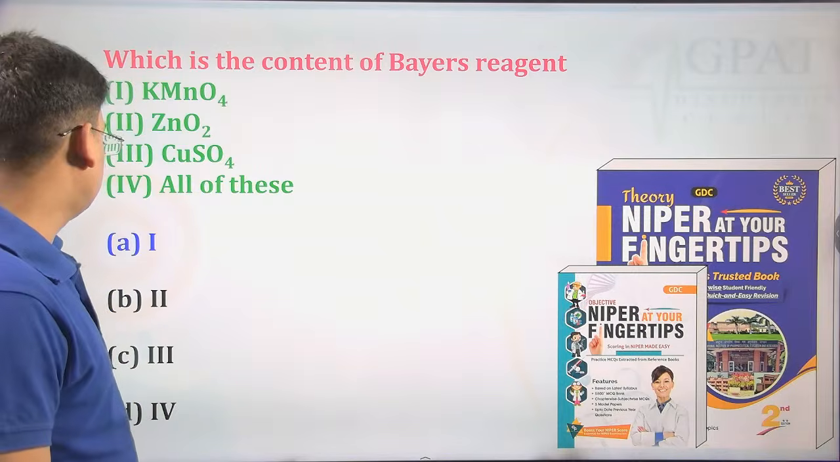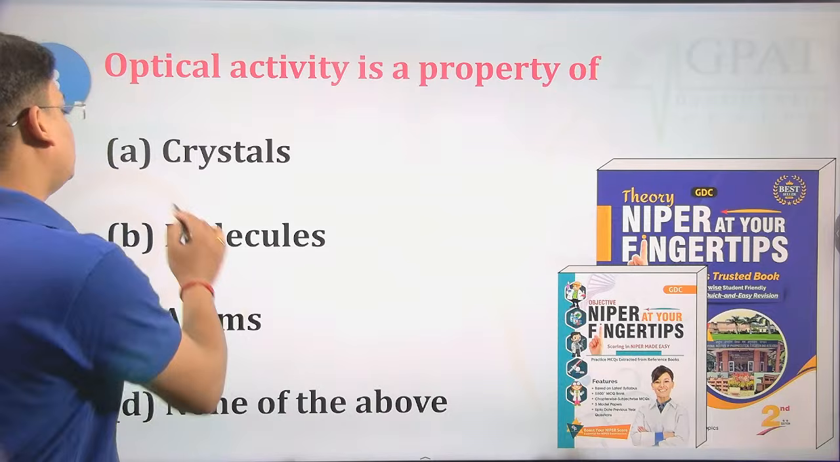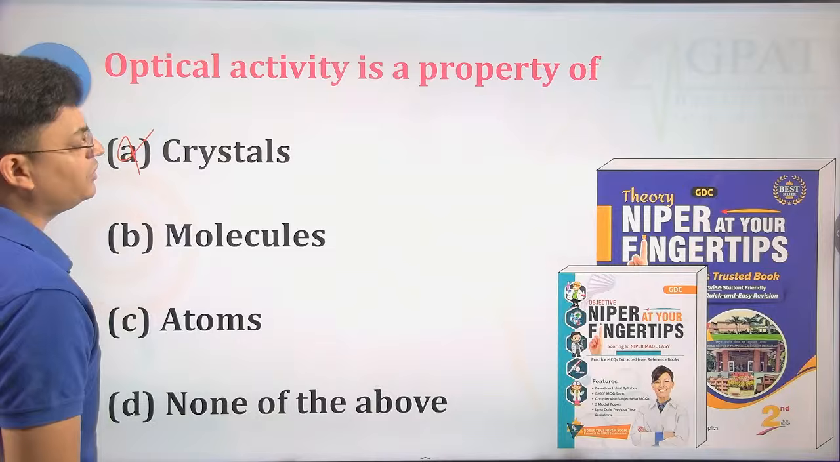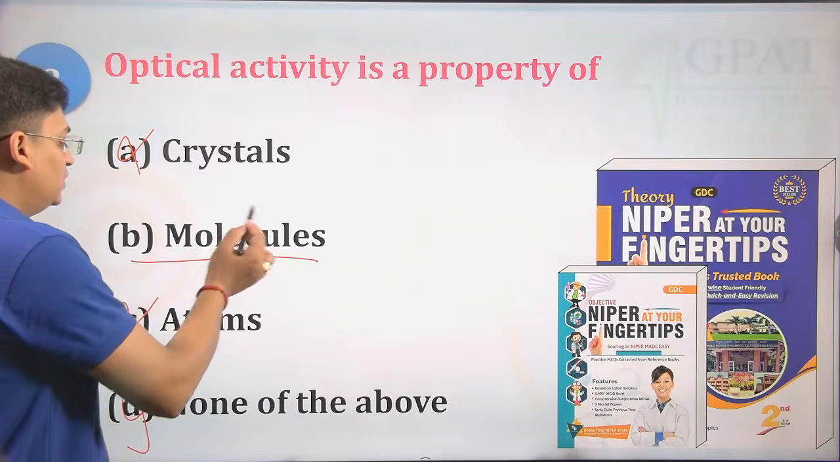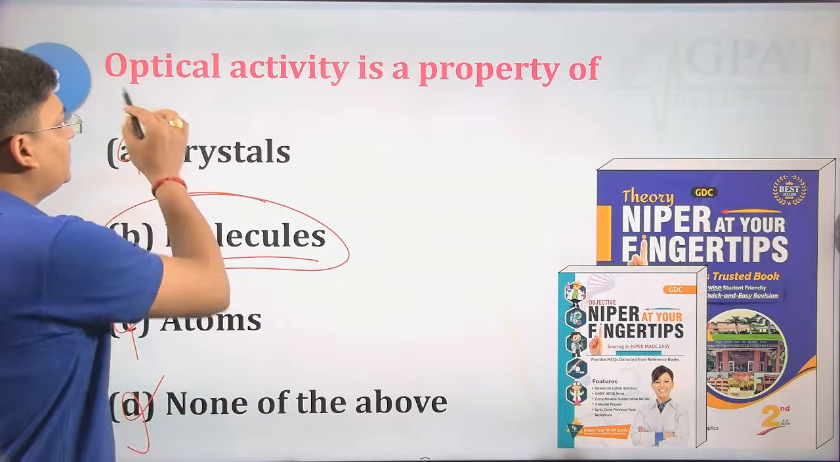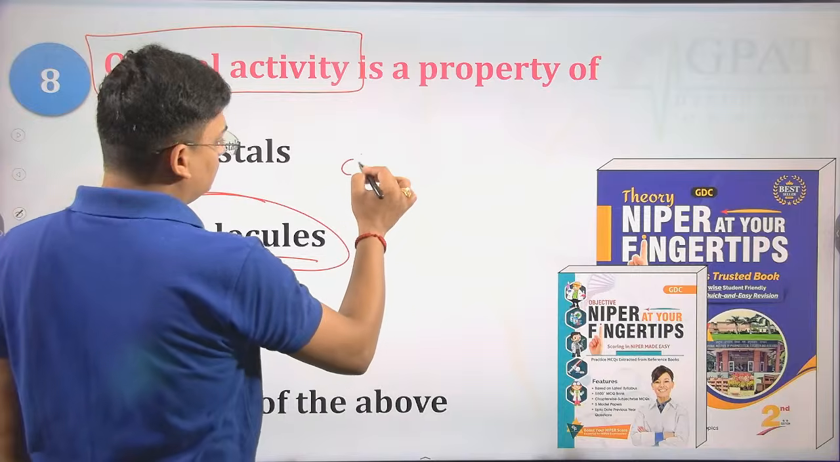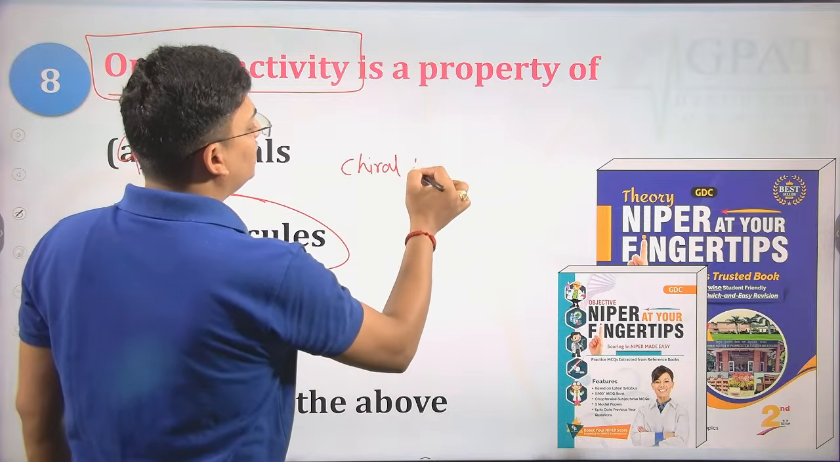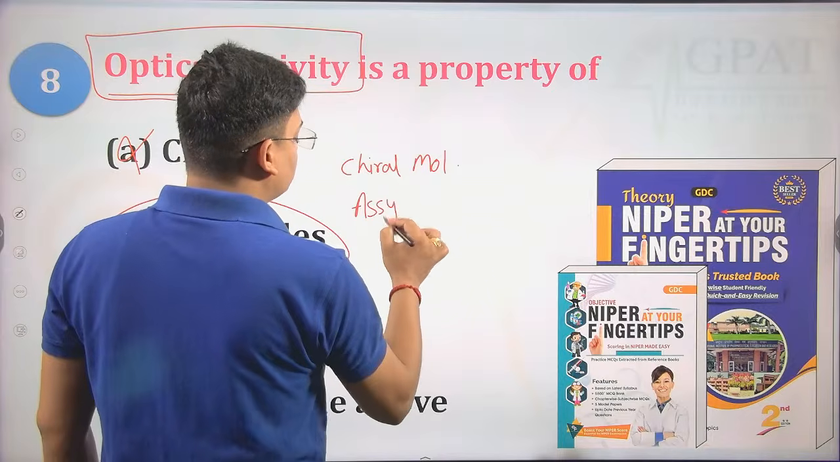Optical activity is a property of crystals, molecules, atoms, or none of the above. The optical activity is the property of a chiral molecule, which is also called an asymmetric molecule.